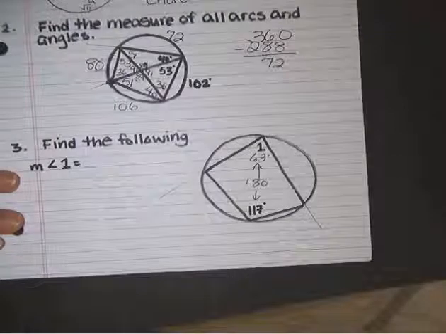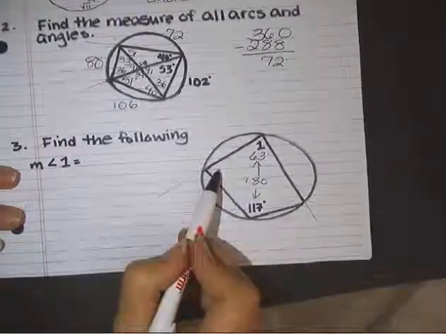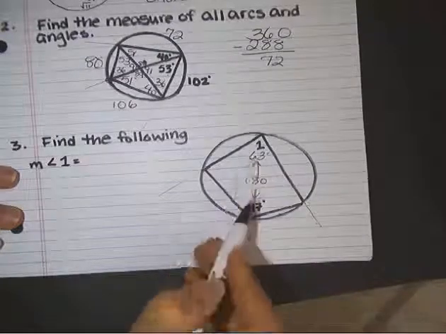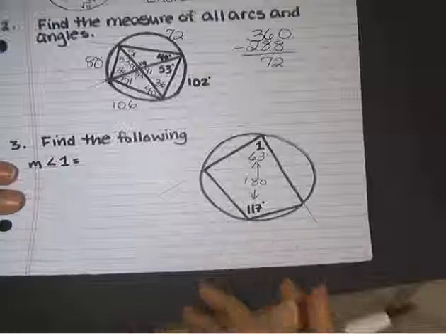Now we don't know anything about these two angles. We weren't given enough information to find those, but we know this one has to be 63 because 63 plus 117 is 180.